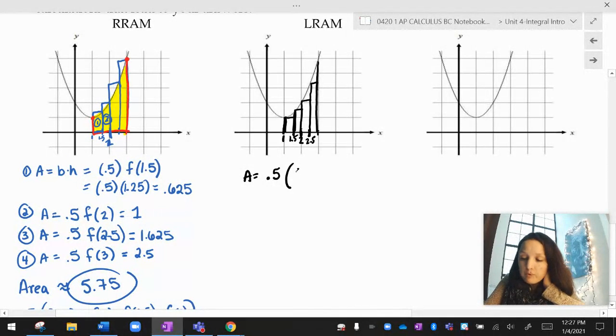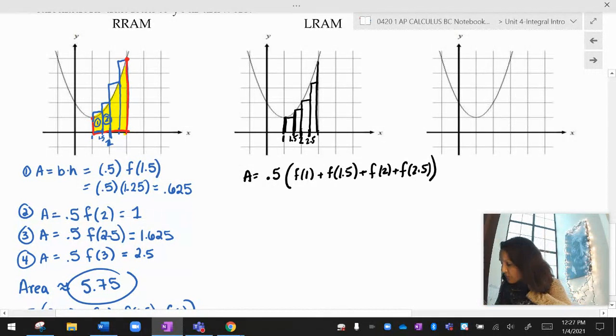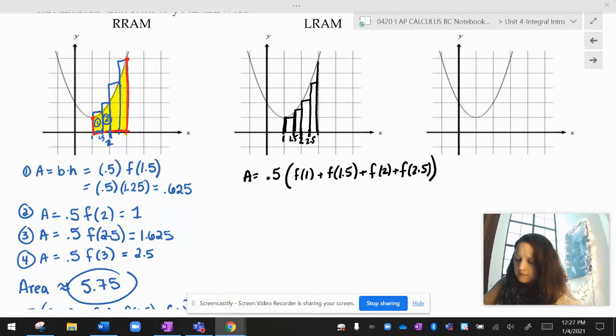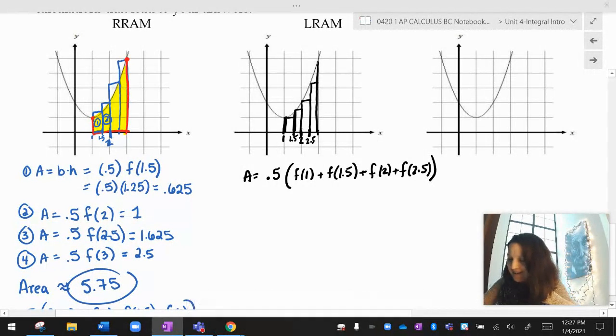So this would be 0.5 times f of 1 plus f of 1.5 plus f of 2 plus f of 2.5. So if I do the same thing as I did the last time, I am really just going to end up with, I'm going to press pause so you don't have to wait. No, I'm not. It's not working. You just have to wait.